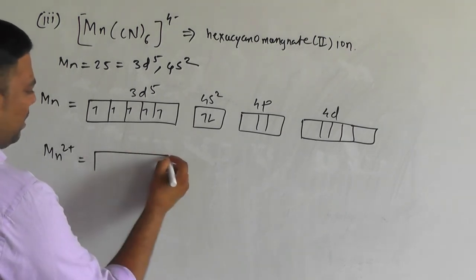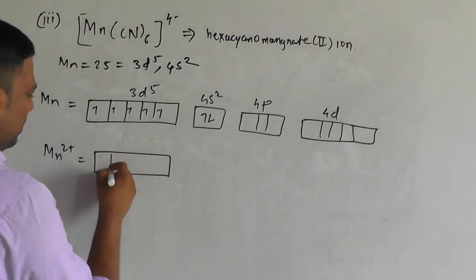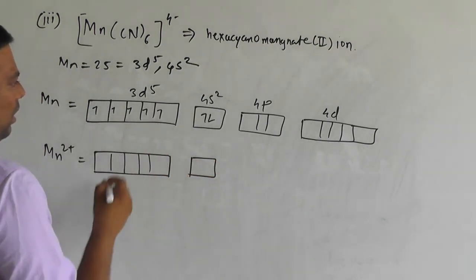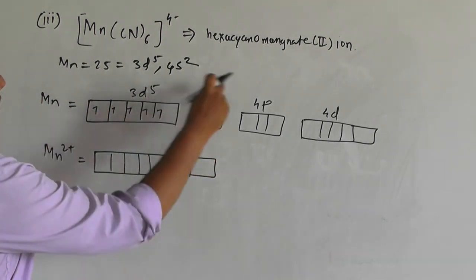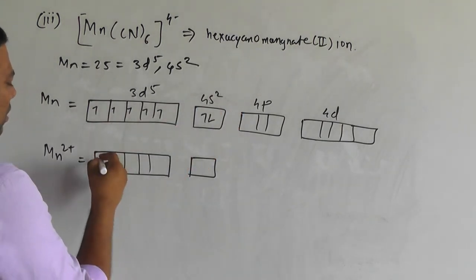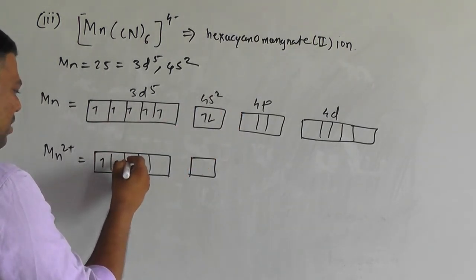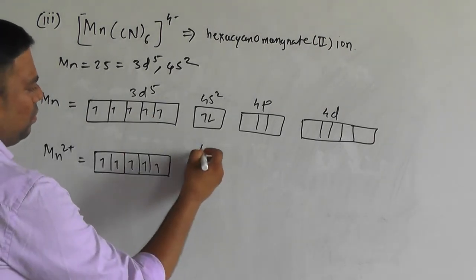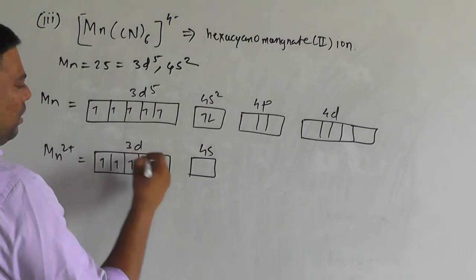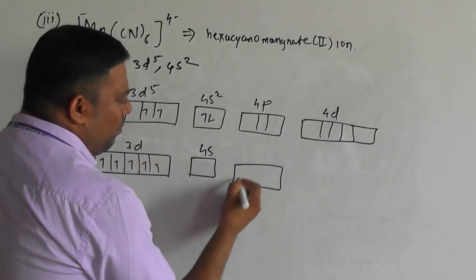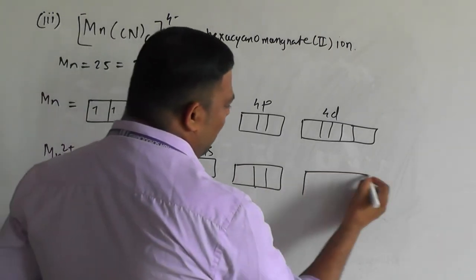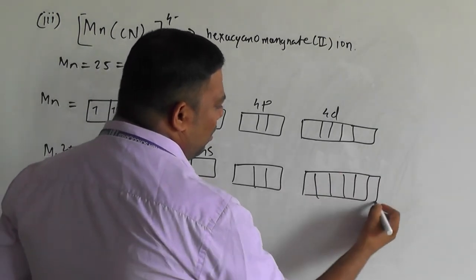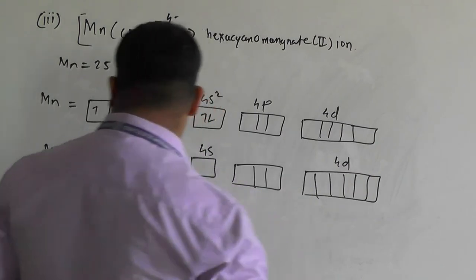Now for Mn2+, what can we write? For Mn2+, you can write like this. See, for Mn2+, these two electrons will go out. Now what will remain on the 1, 2, 3, 4 and 5? This 4s is empty. Here 4p is also empty. And here whatever your 4d is, also empty.